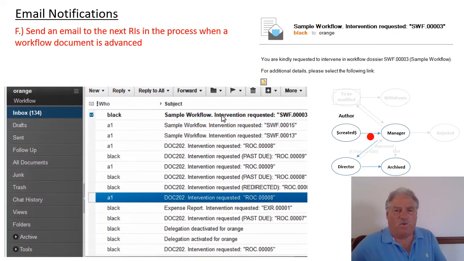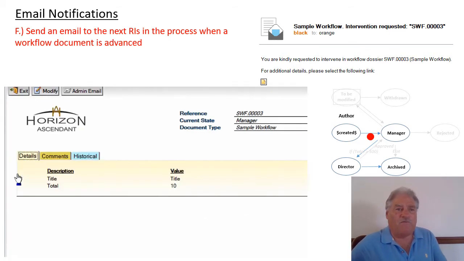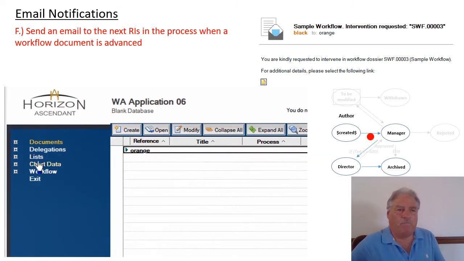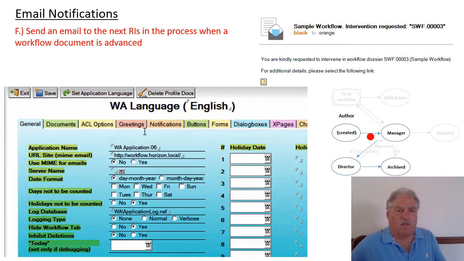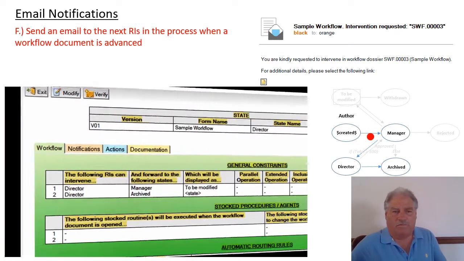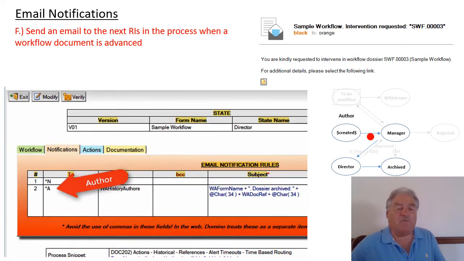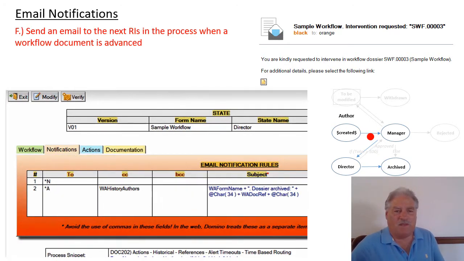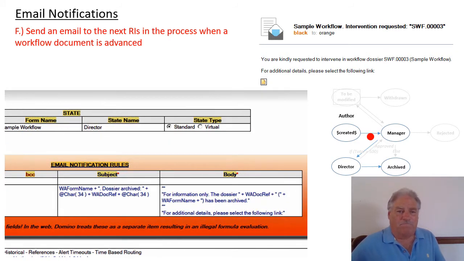So as you can see here, we just indicated *n, which is the next users. And here, all of these defaults were supplied. Where did they come from? They come from a parameter document here. And this is basically @formula statements that you can change as you see fit. And here's an example of an email that you might send when a document is archived. And of course, once again, it's the @formula language.